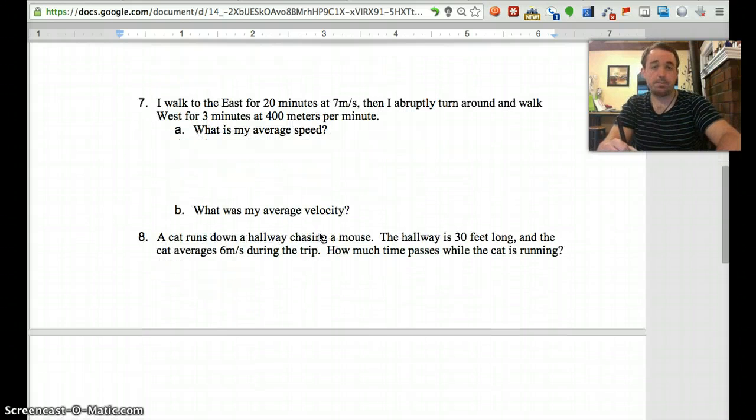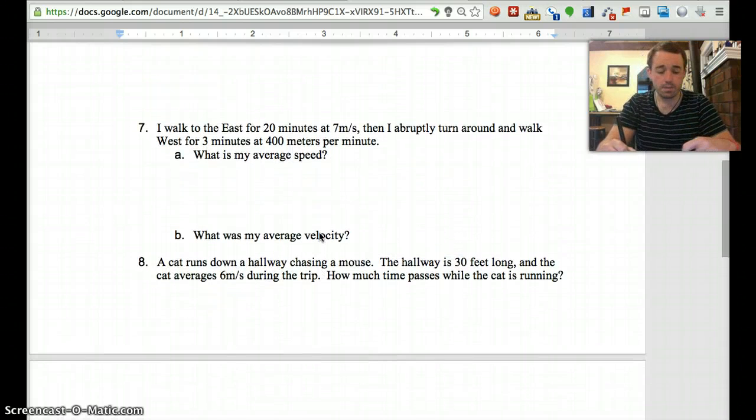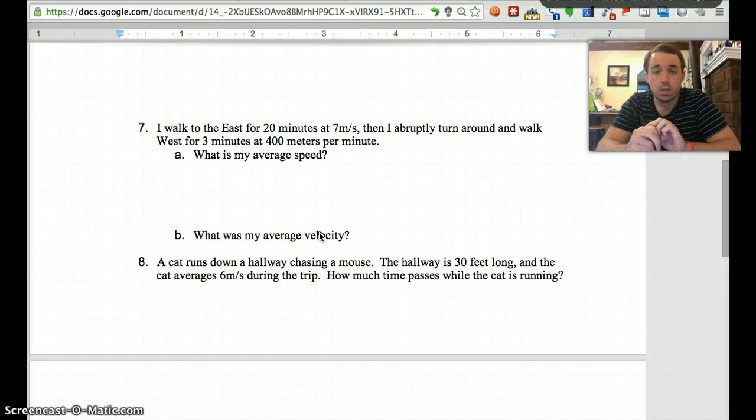Number 7. If I walk to the east for 20 minutes at 7 meters per second, abruptly turn around, walk west. Okay, so this is kind of a difficult problem. It's just lengthy. It always helps me to draw a map. So 20 minutes, 7 meters per second.